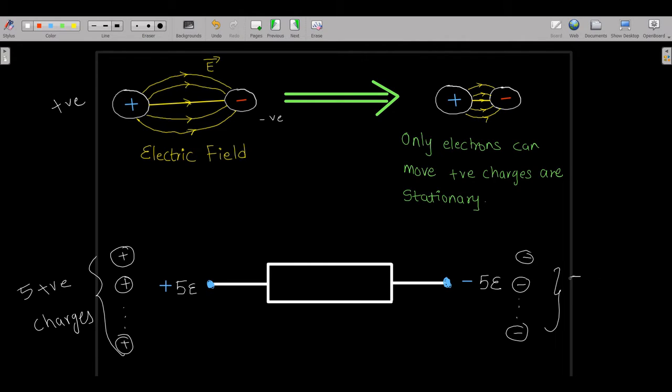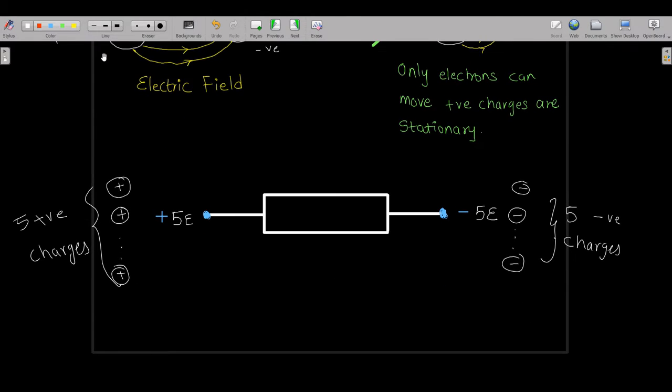Let's say 5 negative charges. Okay, now what will happen is that, let me just take it up. As soon as I apply these positive 5 charges here and negative 5 charges here, at this particular point, this negative charge will get stored, or accumulated, over here.